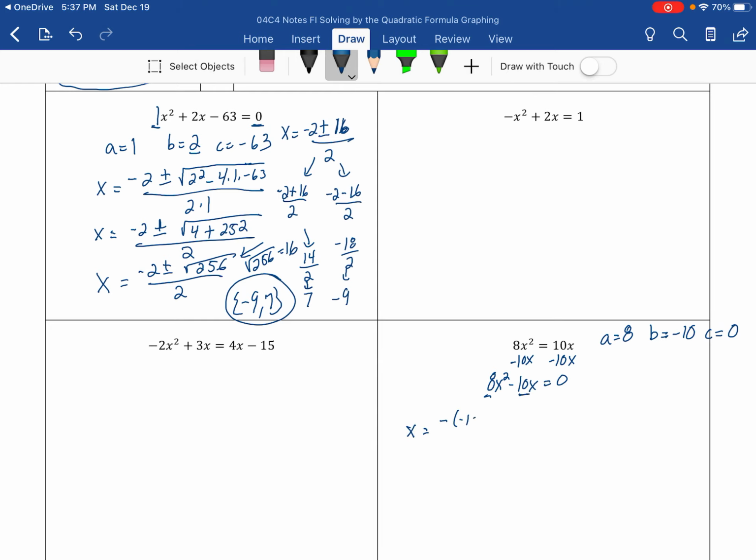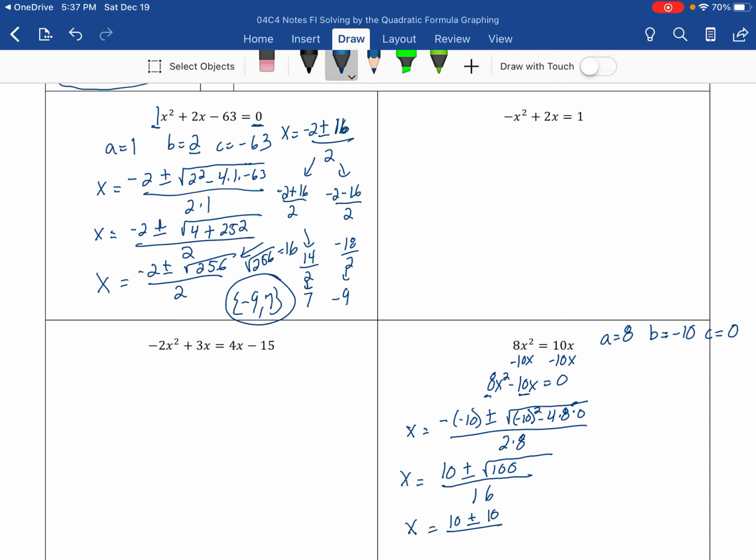So I substitute it in. It's x is equal to negative 10 plus or minus the square root. Now make sure you put parentheses around your b. Negative 10 squared minus 4 times 8 times 0, all over 2 times 8. So x is equal to 10 plus or minus, this ends up being the square root of 100, all over 16.